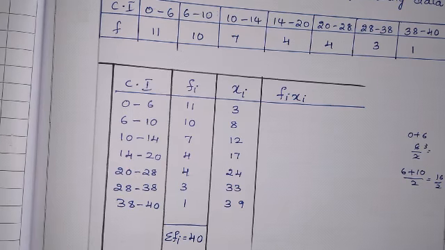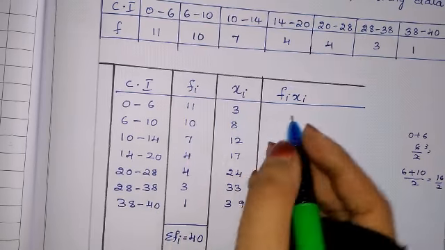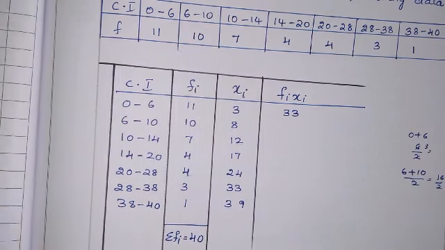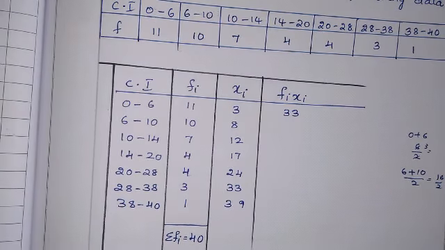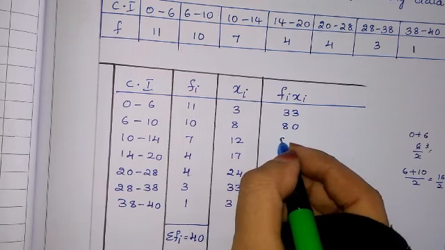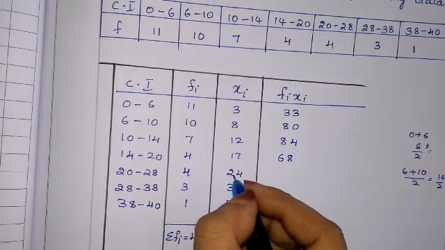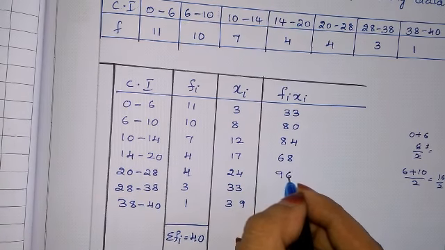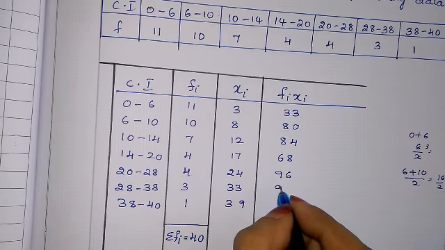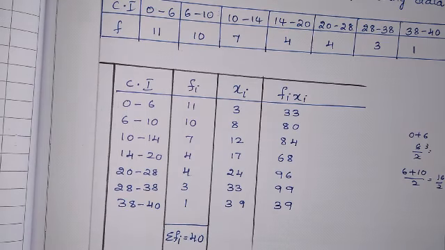So now what we have to do is multiply Fi with Xi. 11 3s are 33. 10 8s are 80. Like this we have to multiply and find. 10 8s are 80. 12 7s are 84. 17 4s are 68. 24 4s are 96. 33 3s are 99. And 39 1s are 39. This is sigma Fi Xi. Now we have to add all this.